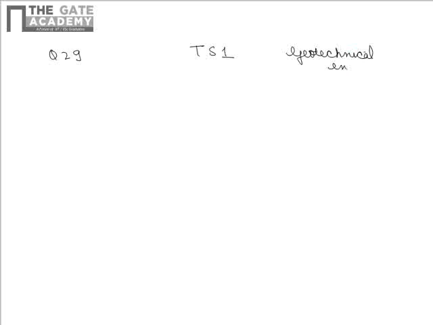Question number 29 of test series 1 is from Geotechnical Engineering, from topic Foundation Engineering, and belongs to chapter Pile Foundation. In this question, it is given that we have a square pile group having number of piles equal to 25, with alpha, that is the mobilization factor, as 0.6.